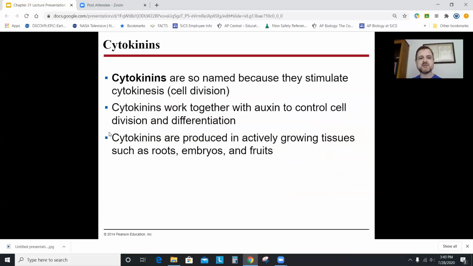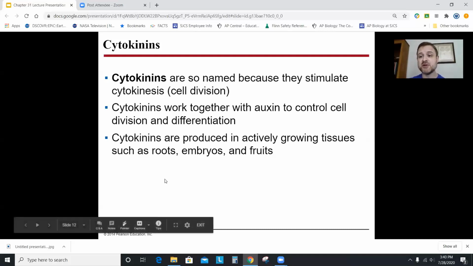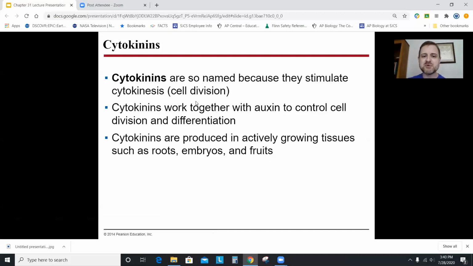Those are called auxins. Cytokinins, this is a very important term. Cytokinins sounds like the word cytokinesis, which is cell division. Cytokinins are basically just hormones that cause cells to go through mitosis. You find cytokinins most active in the parts of a plant that are growing rapidly, like the roots or the tips, or embryonic parts like the seeds or in fruits. The second point, cytokinins work together with auxin to control cell division and differentiation. The second point's not that important for the AP exam. Just remember that cytokinins, like cytokinesis, stimulate cell division.